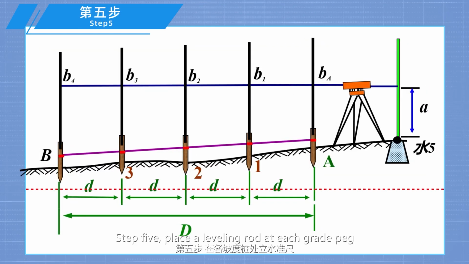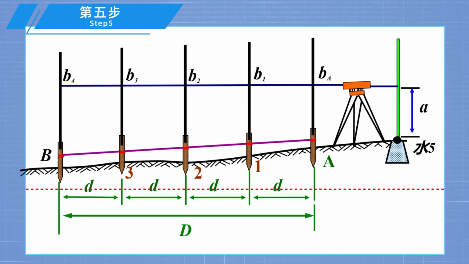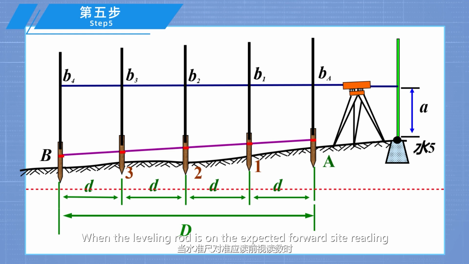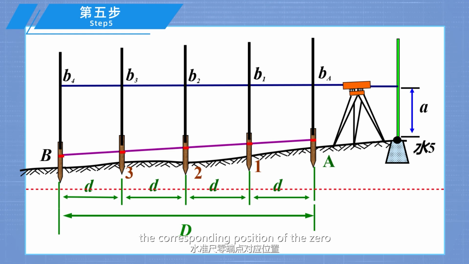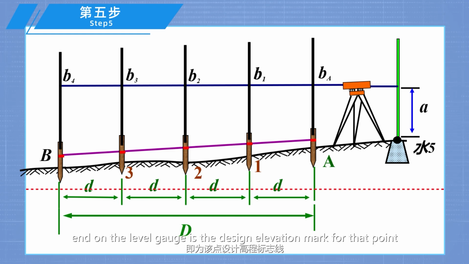Step 5. Place a leveling rod at each grade peg and move it up and down. When the leveling rod is on the expected forward sight reading, the corresponding position of the zero end on the level gauge is the design elevation mark for that point.